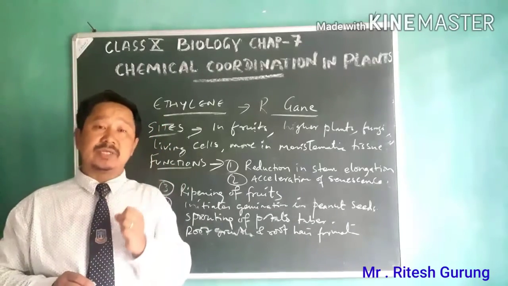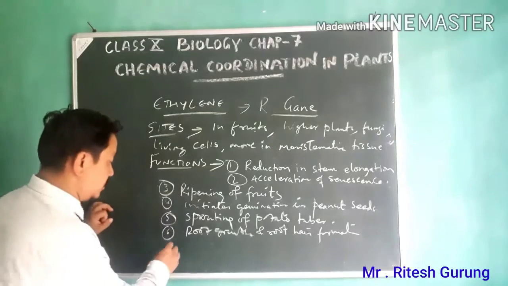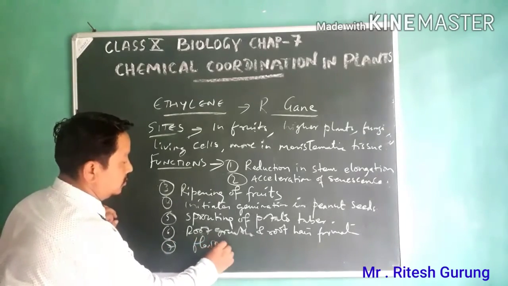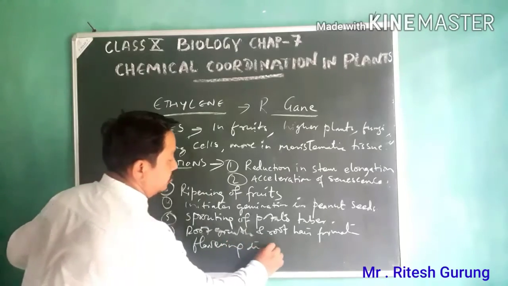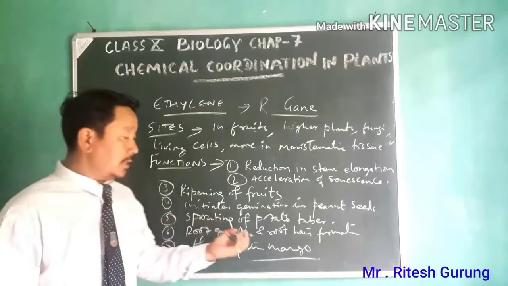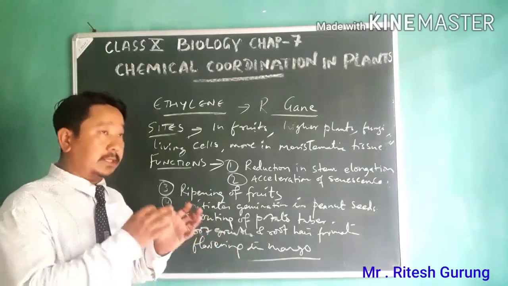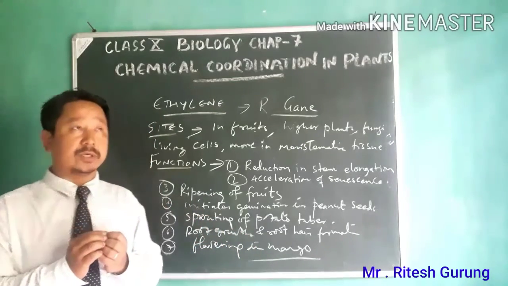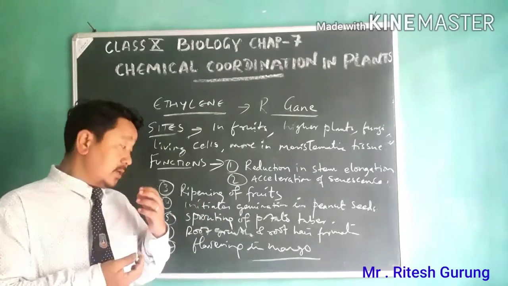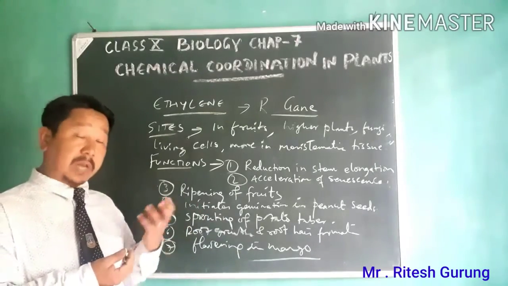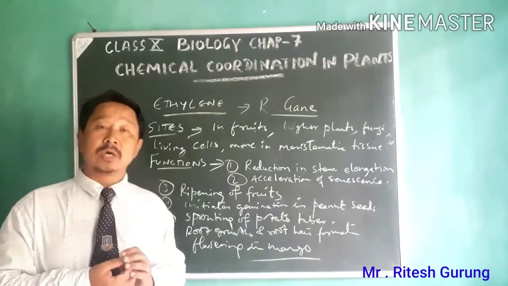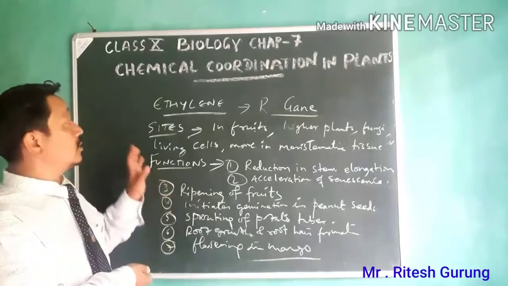Then it induces flowering in mango. When the mango becomes mature and it has to bear fruits, for developing the fruits and flowers in mango, this hormone plays a very important role. So these are the functions of ethylene.